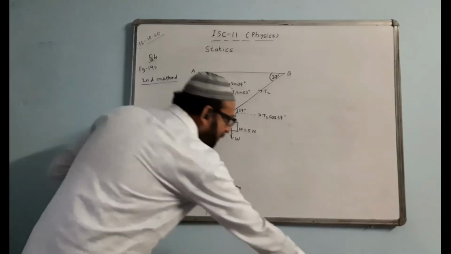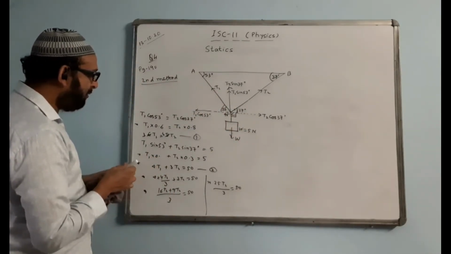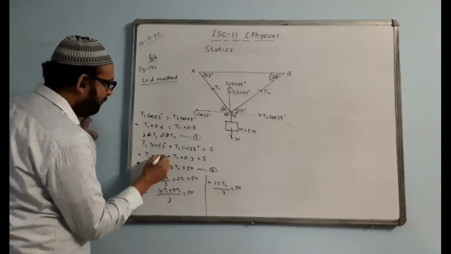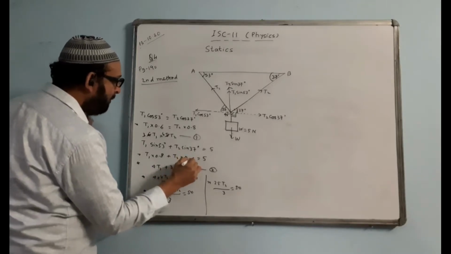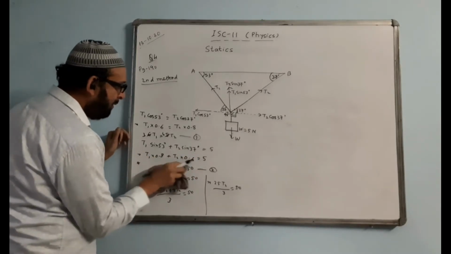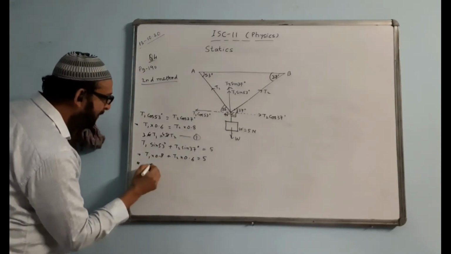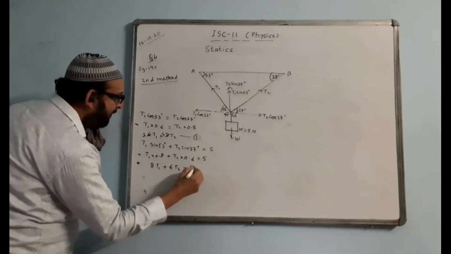Now here also was a mistake. So sin 53 degree value if we check in calculator, that will come 0.8 and sin 37 value will come 0.6. So please check with the correction now. I'll multiply by 10 everywhere, it becomes 8 T1 plus 6 T2 is equal to 50.